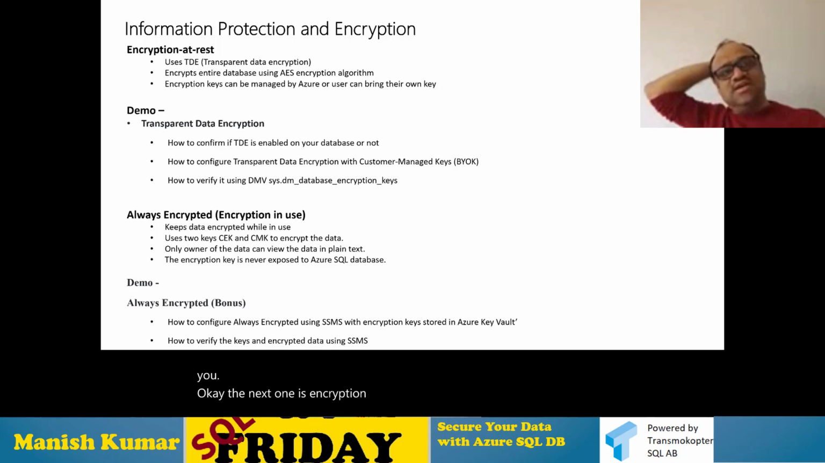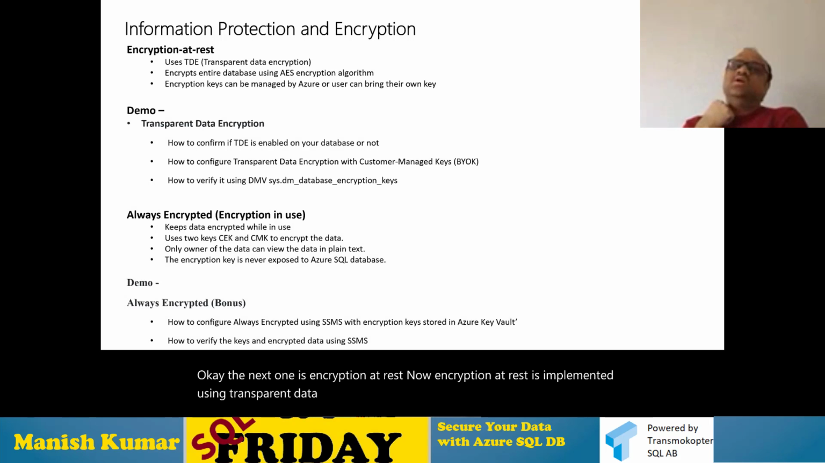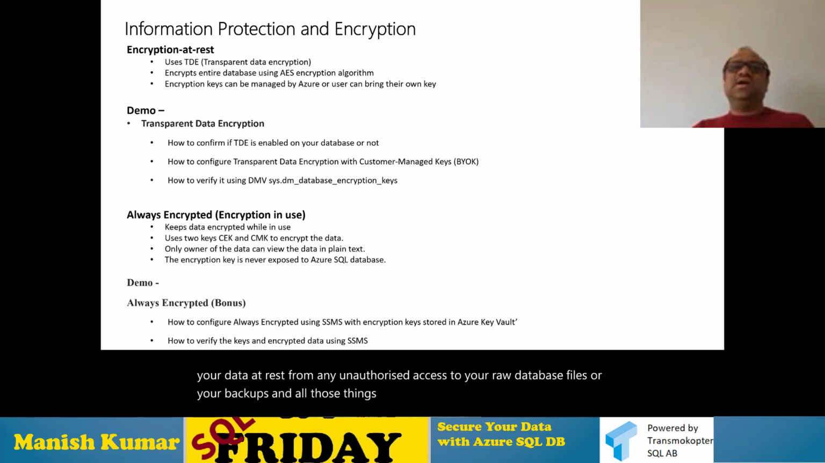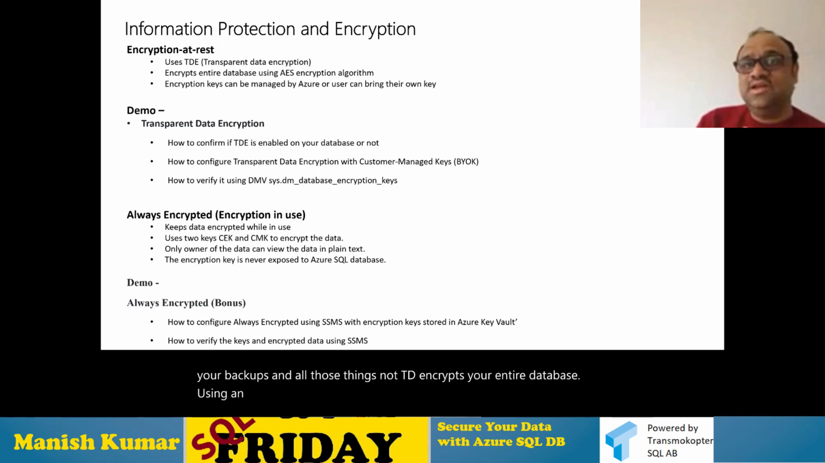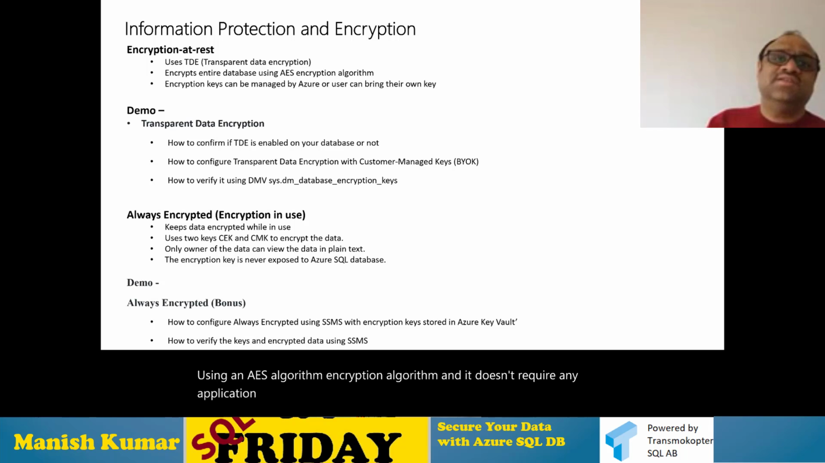The next one is encryption at rest. Encryption at rest is implemented using transparent data encryption, TDE. TDE adds a layer of security to help protect your data at rest from unauthorized access to your raw database files, your backups, and all those things. TDE encrypts your entire database using the AES encryption algorithm, and it doesn't require any application-level change. Your developer doesn't have to do anything for that.